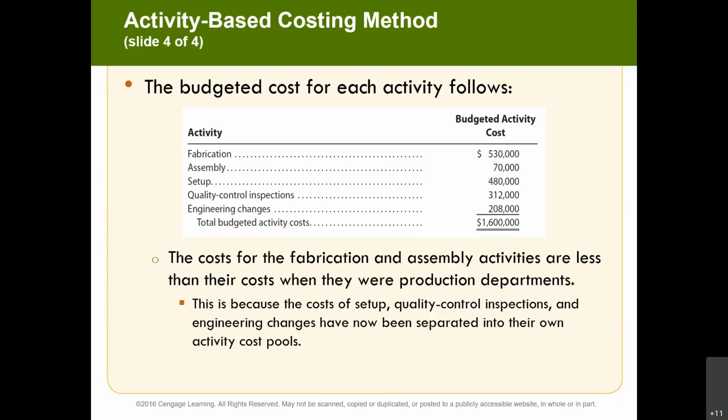So because the cost of setup, quality control inspections, and engineering changes are now separated into their own activity cost pools instead of being within a department, I can be very, very specific in that regard. And so what you'll see is that in activity-based costing, in comparison to department allocation of factory overhead, we find that activity-based costing is much more specific, and we will ultimately save cost when we're more specific in our processing.